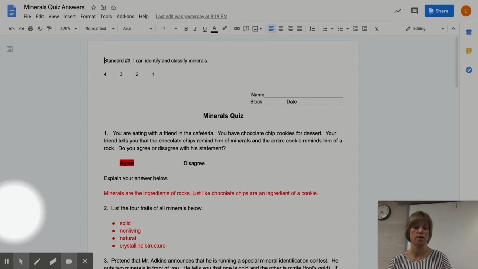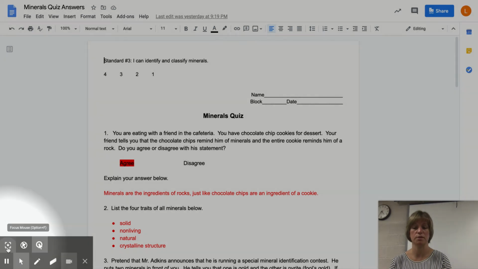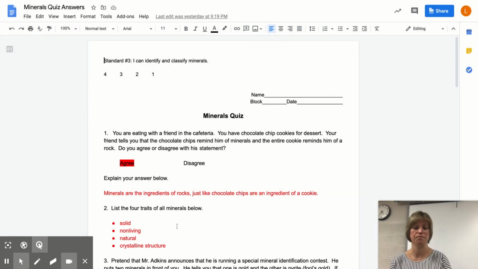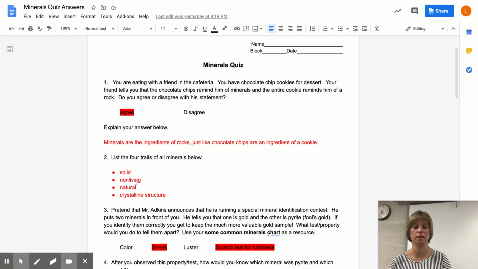Now, I would say question number 2 was our most commonly missed. And this one is something that I don't know another way to say it. You really need to memorize these 4 traits of minerals. So in order to be a mineral, minerals have to be solid, non-living, natural, and then this part here, crystalline structure. If you just say made of crystals, I'm okay with that too. And again, that means like the repeating shapes like what we're seeing with our rock candy.